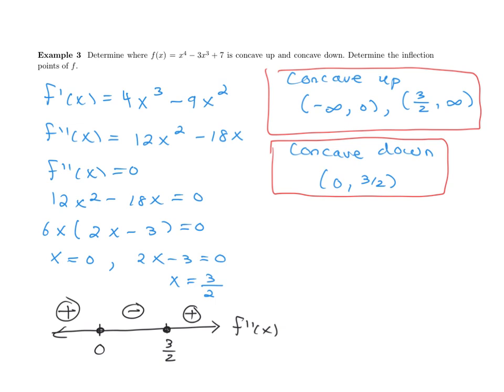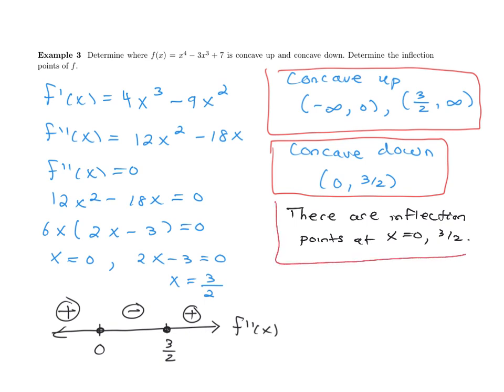The other question is, are there any inflection points? Meaning, are there any times where there is a change in concavity at a given number? And in fact, both 0 and 3 halves are inflection points. So I'll say there are inflection points at x is equal to 0 and also 3 halves. Technically, a point would also have a y value, but here I'll just note that, okay, well, at those two x values on the graph of the original function, there was a change in concavity from up to down and from down to up. Therefore, there are inflection points here.